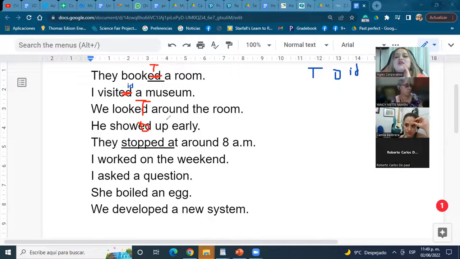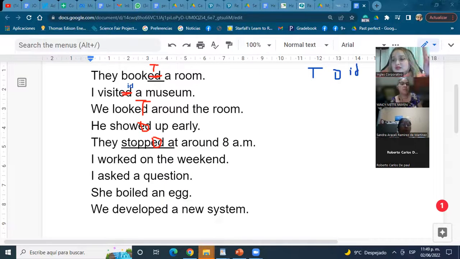Stop. The last sound of stop is P. Letter P. No vibration. Si alguien se perdió la clase ayer, ahí mandé las reglas to the group. I sent them in English. Okay. Yes. The past of work.